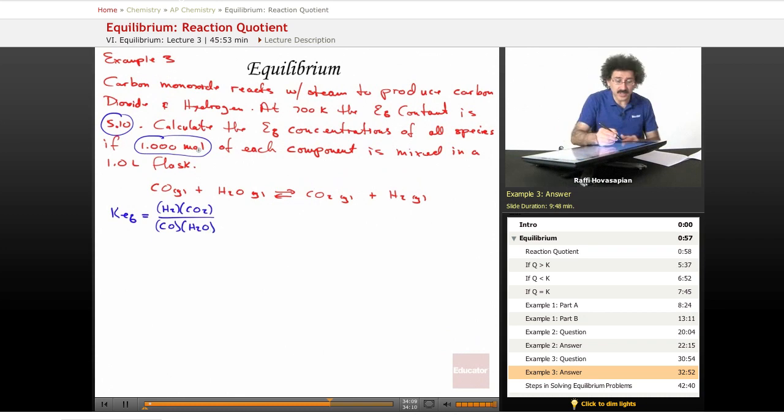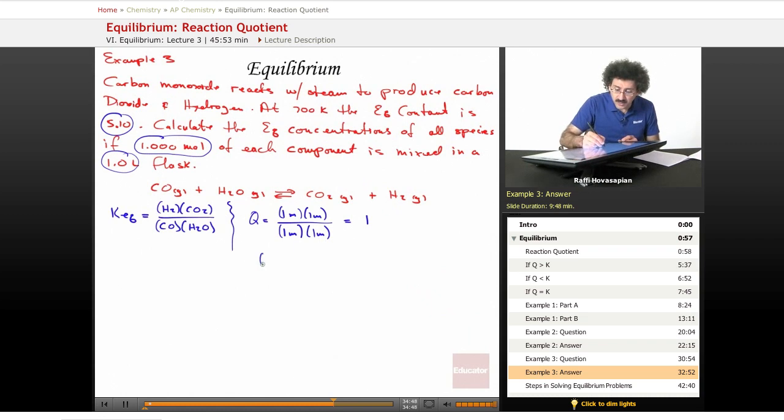Now they say they put in 1.000 mole of each component. Well, it's sitting in a 1.0 liter flask, so basically I can work with moles. 1 mole divided by 1 liter is 1 mole per liter, so the concentration of each species is 1 mole per liter. Well, so now let's calculate the Q. The Q equals 1 molar of the H2, 1 molar of the CO2 divided by 1 molar of the CO and 1 molar of the H2O. The Q equals 1.